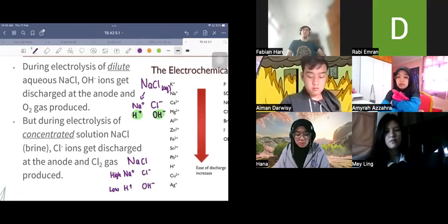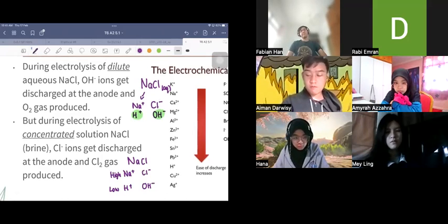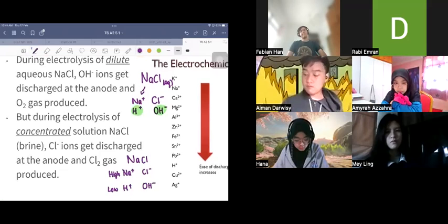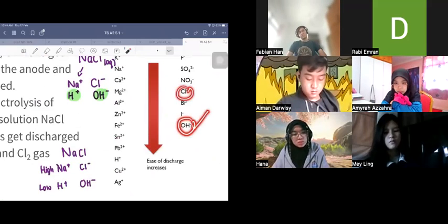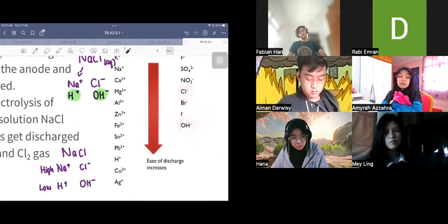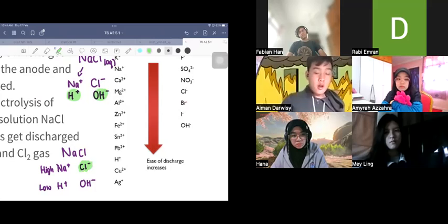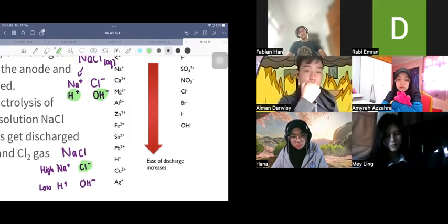Okay, so I will skip the cation because that's a little bit complicated to explain. But if you look at hydroxide and chloride, if we follow the rule or the guide, hydroxide should be discharged to produce oxygen. However, because hydroxide ions have a lower concentration, chloride ion will be selected. So this is how concentration can affect the selective discharge.